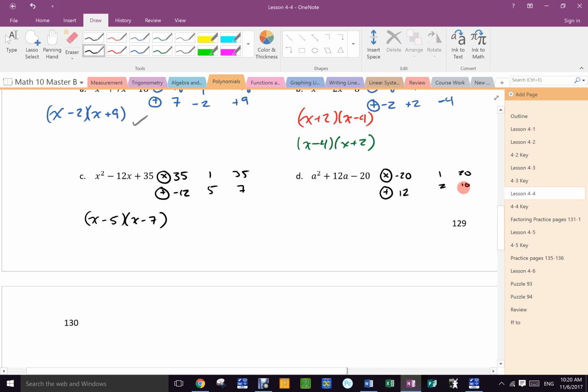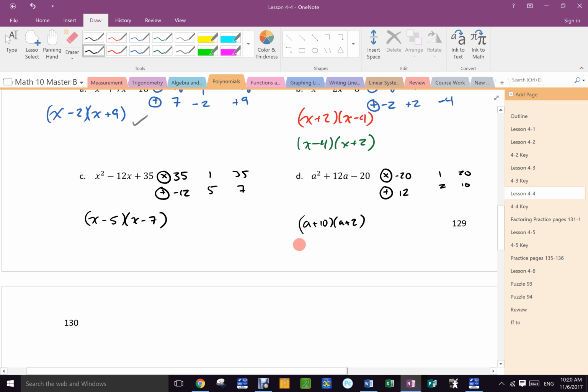So let's check. It has to be 10 plus 2, yes? So that would have to be a plus 10, a plus 2, correct? Let's check. What is 10 plus 2? 12. What is positive 10 times positive 2? Positive 20. What do I need?